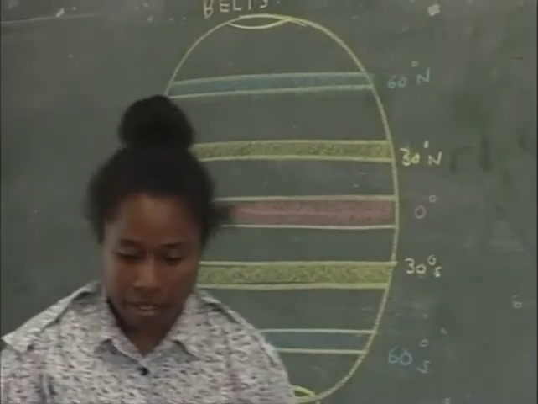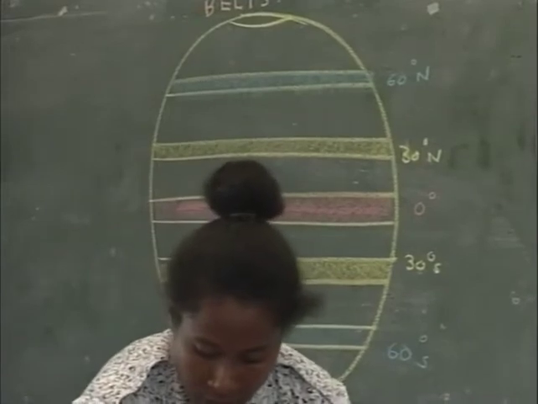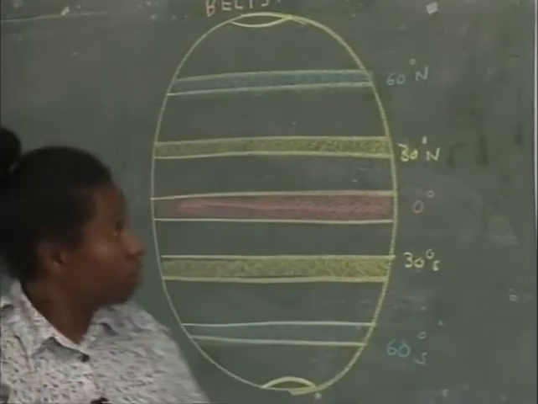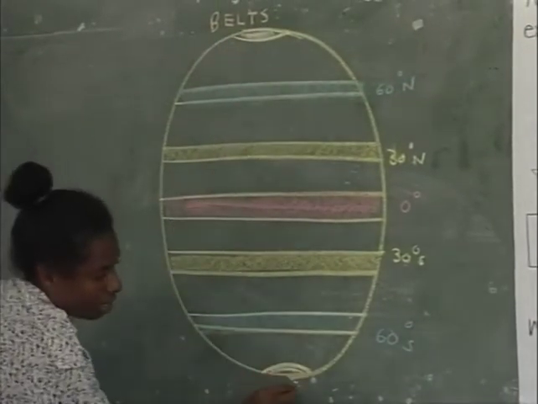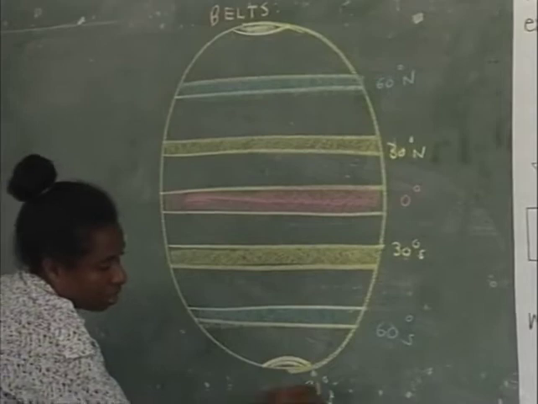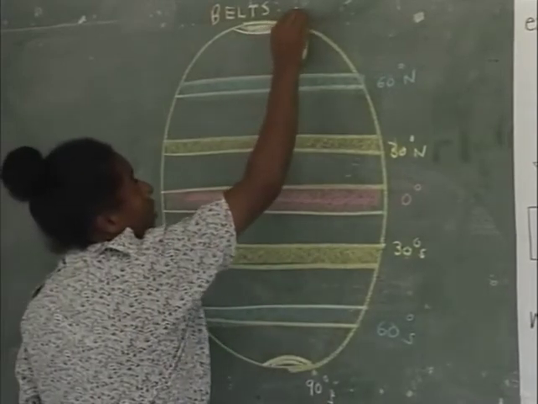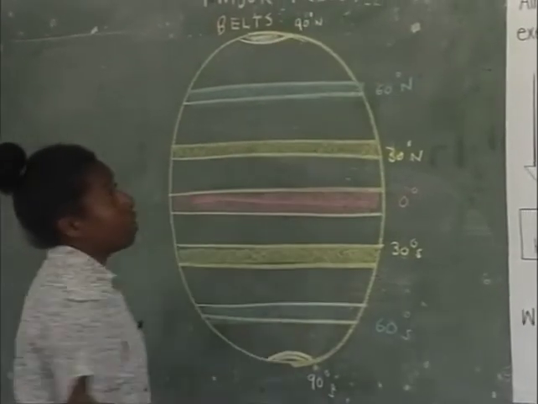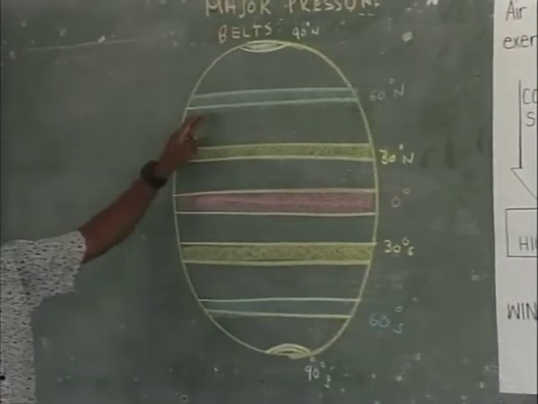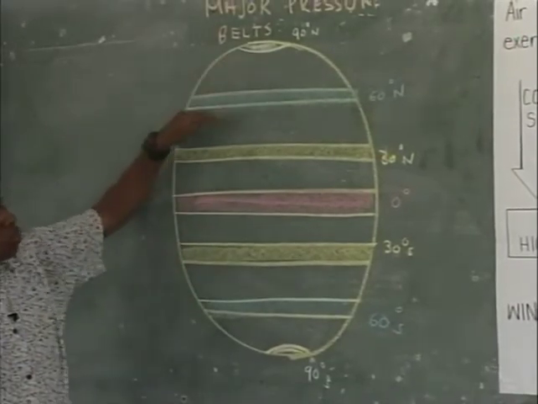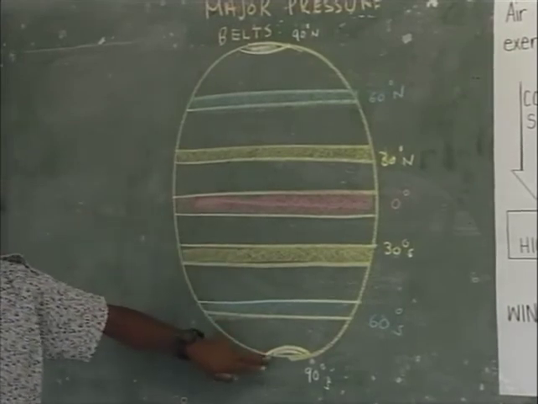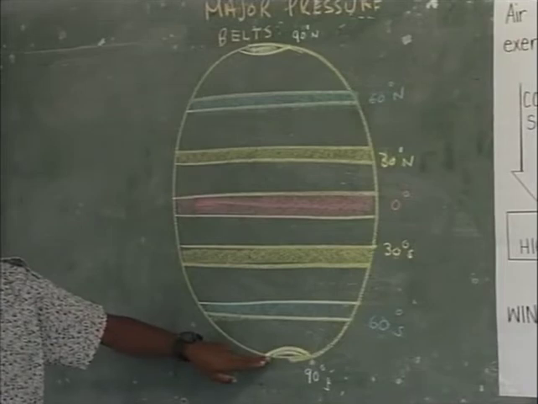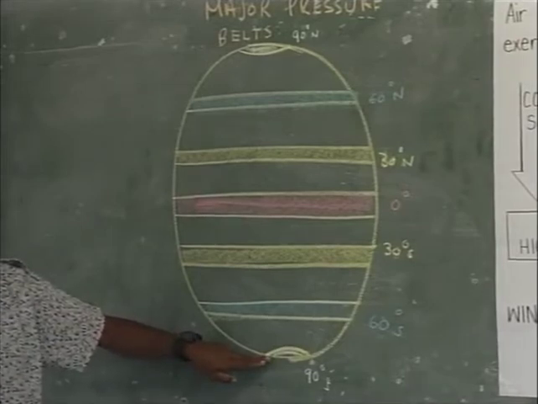And finally, the last region of a major pressure belt region or area is the 90 degrees south, 90 degrees north. These areas here, 1, 2, 3 to the equator, and then 1, 2, 3 to the South Pole, they mark what we call major planetary pressure belt regions.